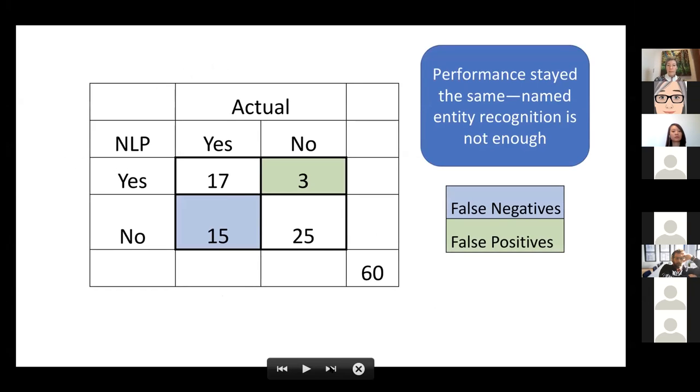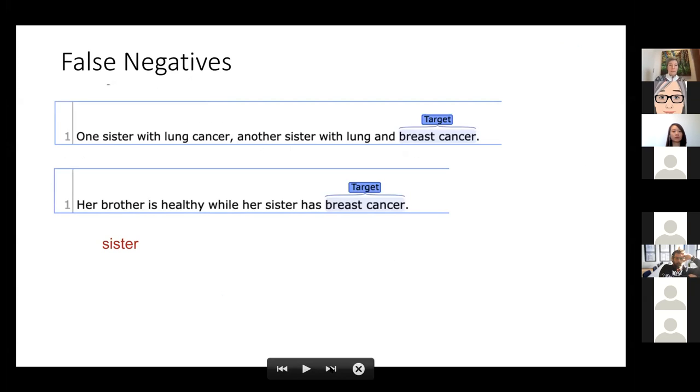Okay. But look, the performance stayed the same. That's because for knowing its family history, you can't just identify the word breast cancer. You need to be looking at the context as well. So let's start looking at those attributes. Here's an example where we got the named entity recognition right. We identified breast cancer, but we can see that we don't have sister in the dictionary. So we need to add sister, and then we would get these right.